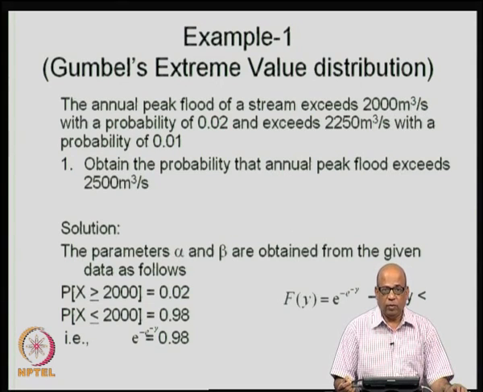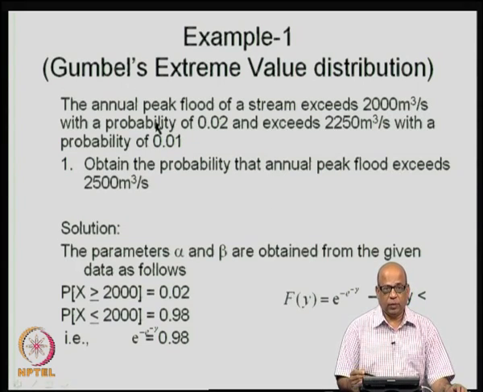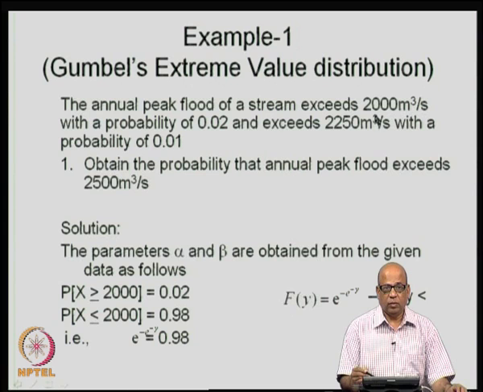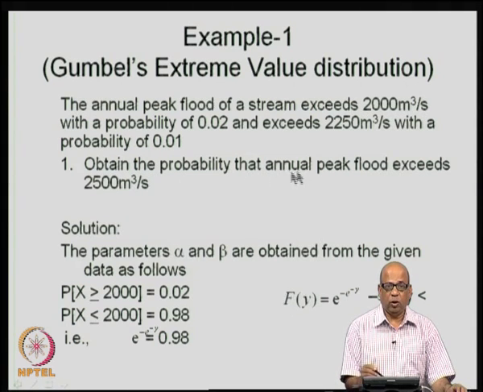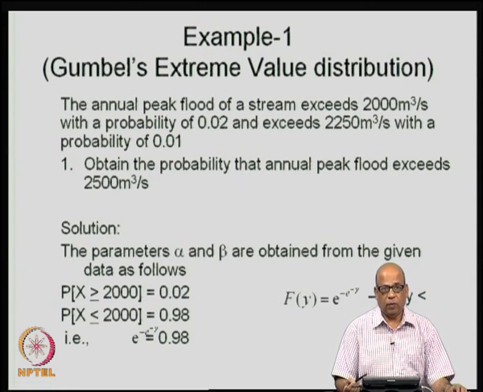If we are looking at the positive extreme value, which means the peak floods or the peak runoff and so on, we will take this example which demonstrates the positive extreme values. The annual peak flood of a stream is known to exceed a value of 2000 meter cube per second with a probability of 0.02, and to exceed a value of 2250 meter cube per second with a probability of 0.01. So, these are known from the samples, and then we need to obtain the probability that annual peak flood exceeds 2500 meter cube per second, assuming of course that the peak flood follows a Gumbel's extreme value distribution.